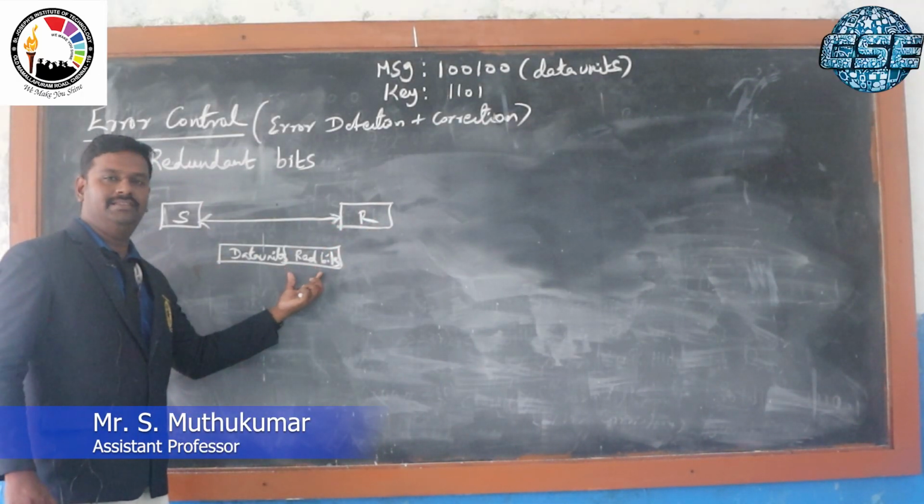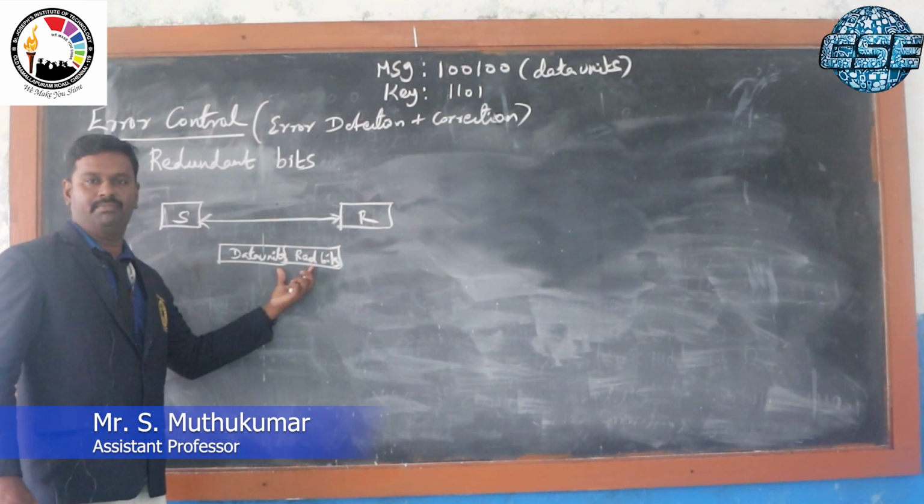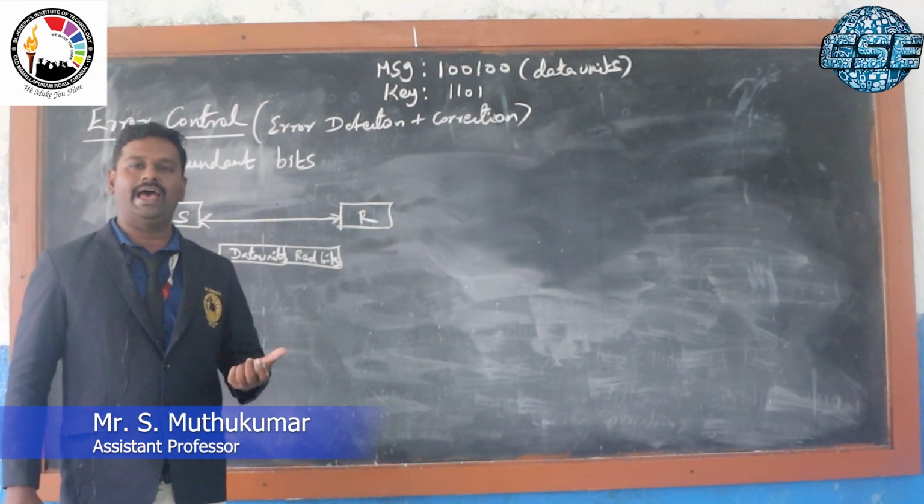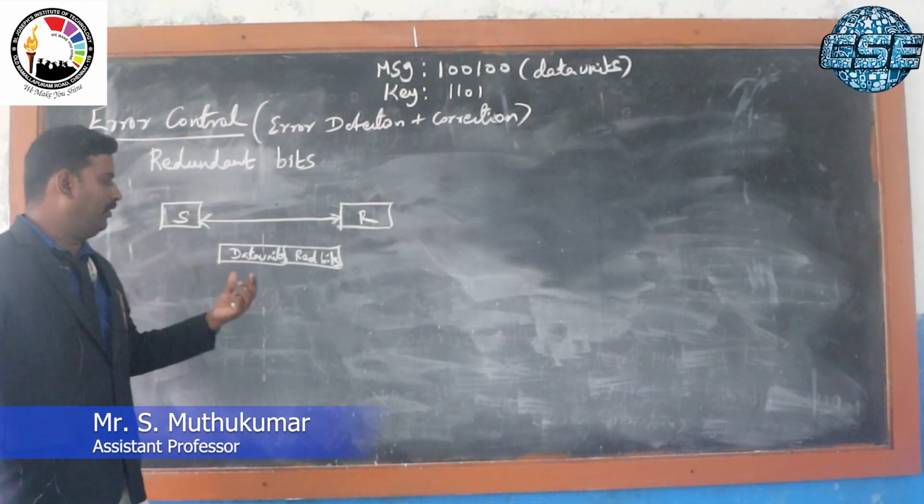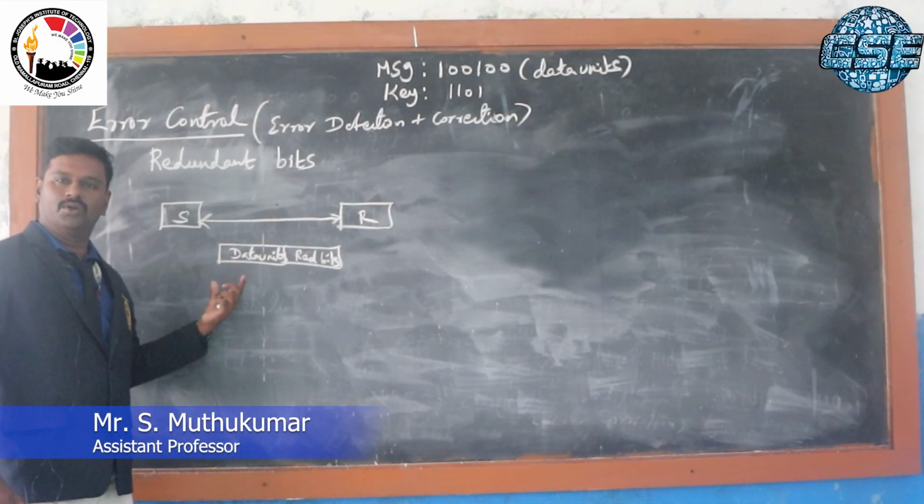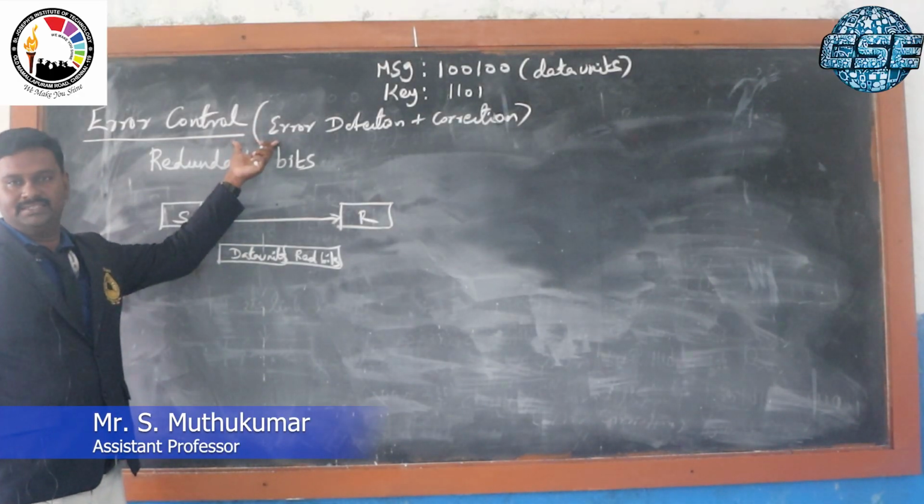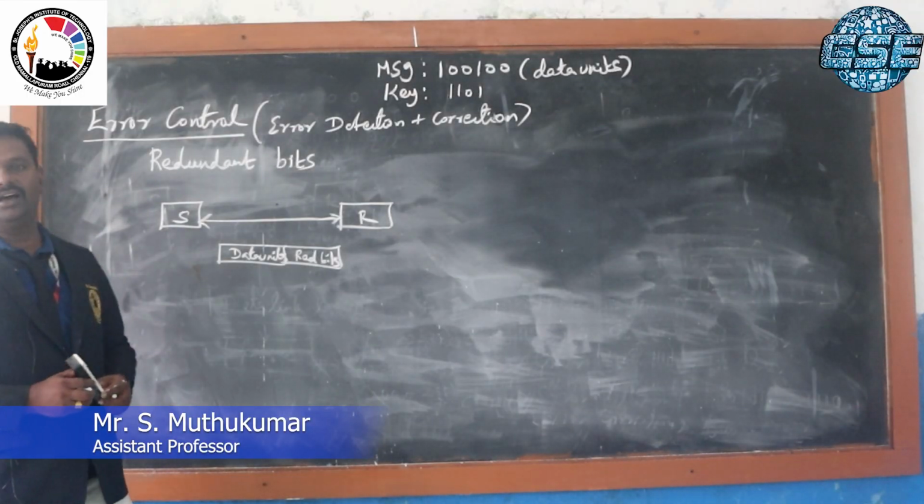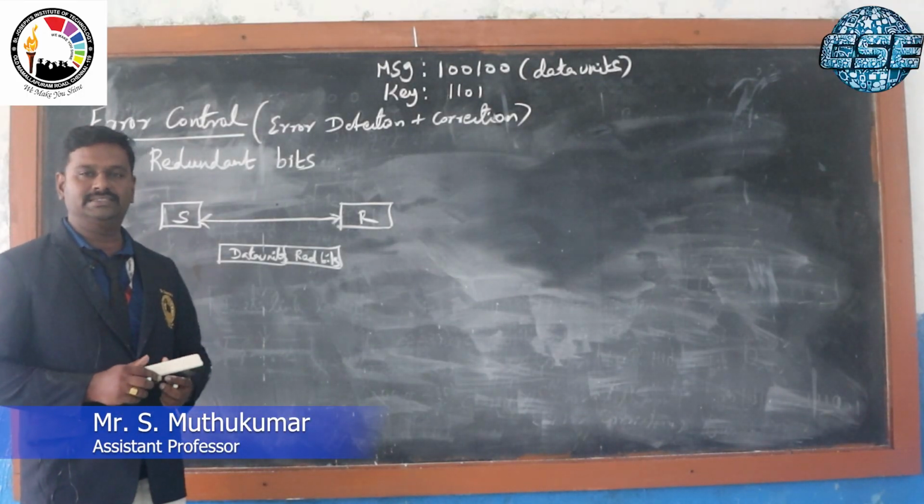So how do we add these redundant bits or extra bits? Can we add a single bit or a group of bits? For that we have to follow some rules and regulations, called error control mechanisms. The famous error control mechanism is CRC, cyclic redundancy check.